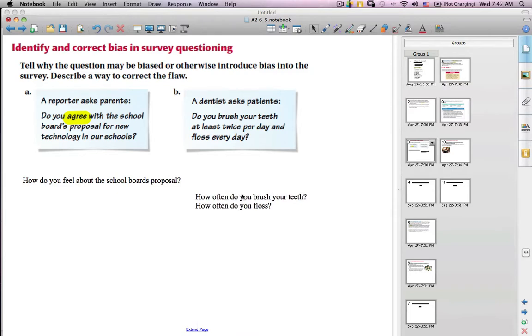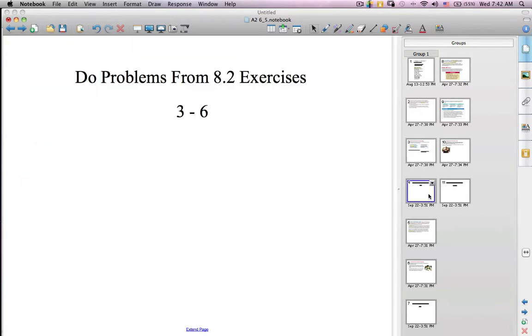Okay, so what you want to make sure is that your bias isn't evident within the question. So go ahead and take a look at some problems. Do problems 3 through 6. Then come back and we'll talk about experiments and things.